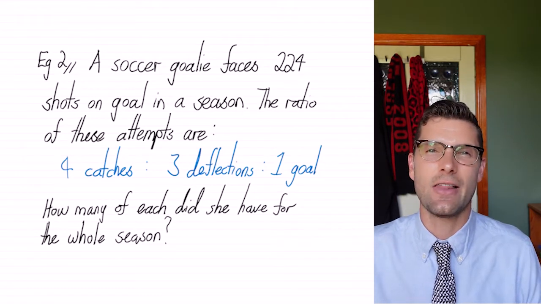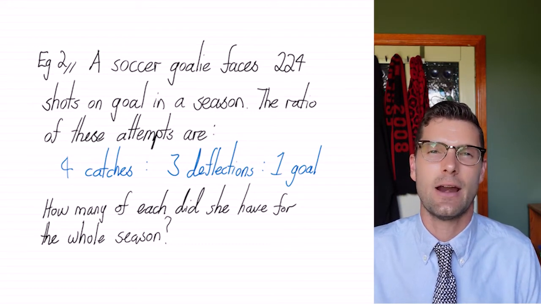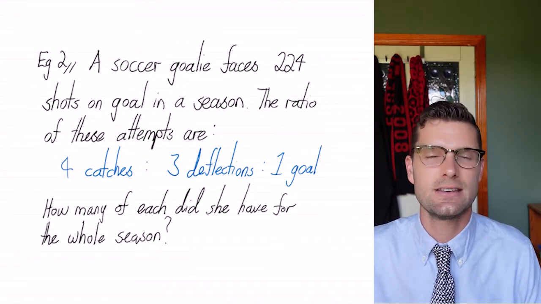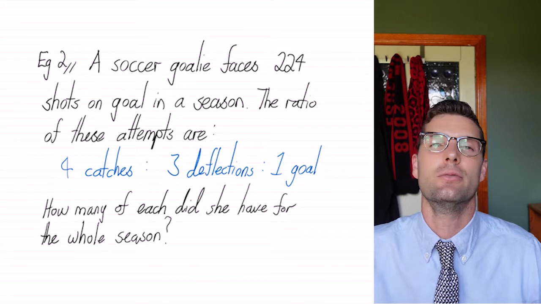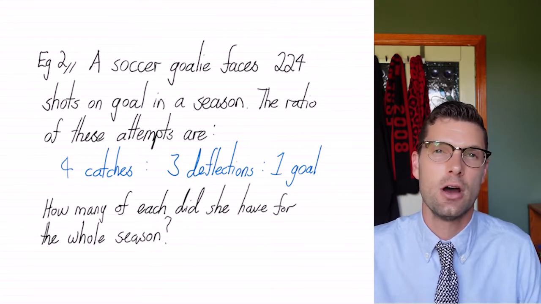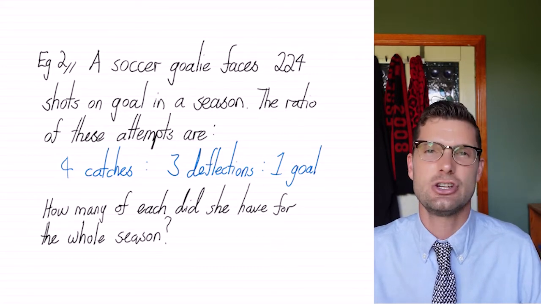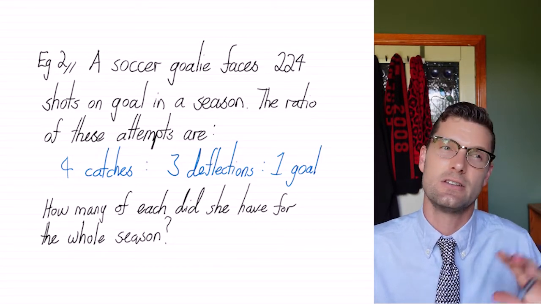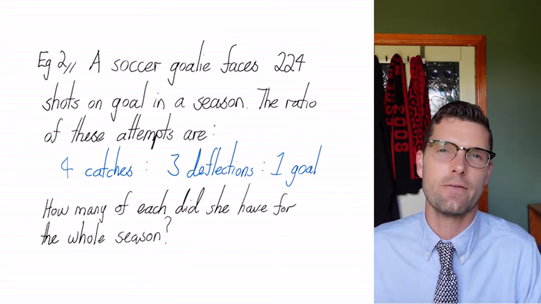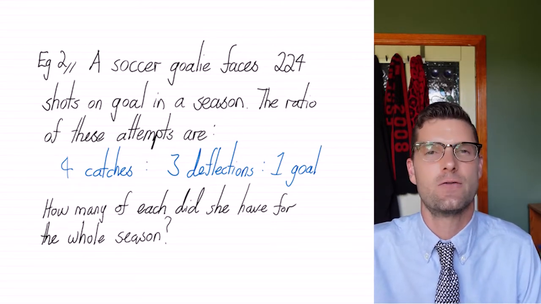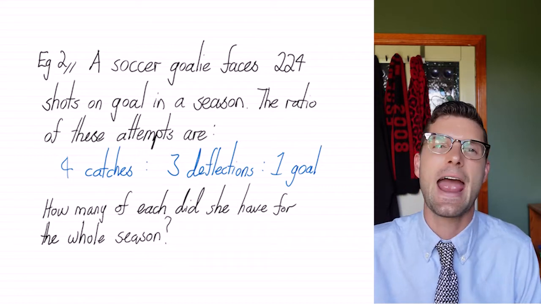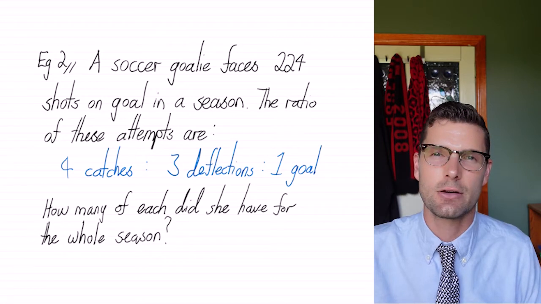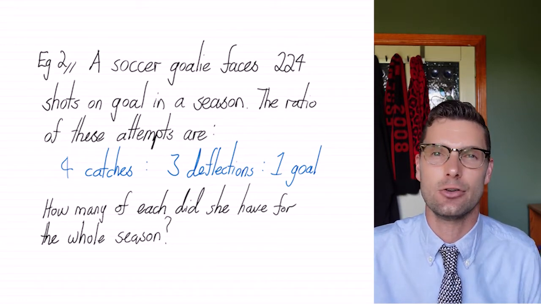So we're going to see it in a slightly harder question that's got 3 parts of a ratio, but the process is exactly the same. So a soccer goalie in one season faces 224 shots on goal, okay? So they're 224 scoring opportunities, and she saves them. She catches every 4 of them, she deflects 3 of them, and 1 of them goes in for a goal. So they're the ratios, 4 to 3 to 1. So we want to see how many of each did she have for the whole season. Or we're dividing this 224 into 3 uneven groups.